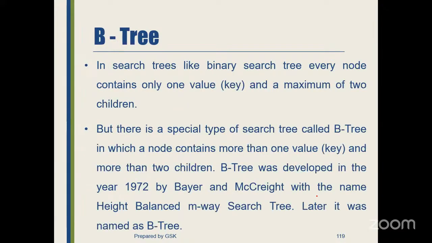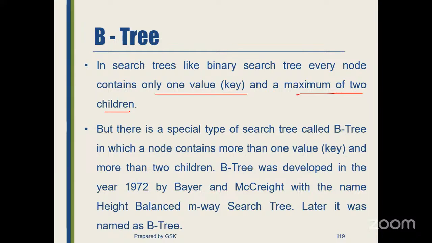Now, the next type of tree is the B tree. A B tree is different from a binary tree. In search trees like the binary search tree, every node contains only one key or one value, and has a maximum of two children. We covered that in our last session, right? In the binary tree, or any tree we have covered so far, all the trees contain only one key, one value. One node contains only one value, and every node has a maximum of two children.